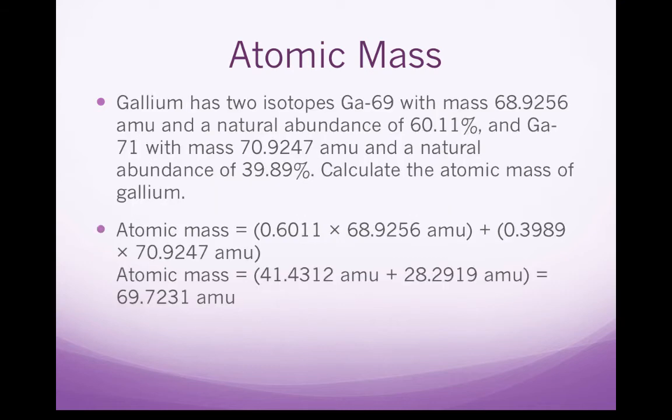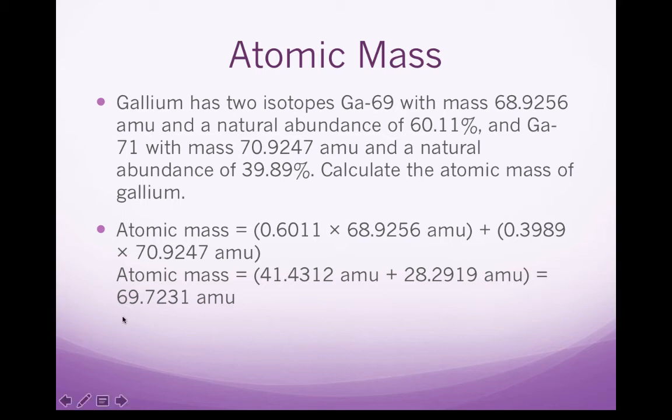Let's look at another example. Gallium has 2 isotopes, gallium-69 with a mass of 68.9256 AMU and a natural abundance of 60.11%. And gallium-71 with a mass of 70.9247 AMU and a natural abundance of 39.89%. So calculate the atomic mass of gallium.